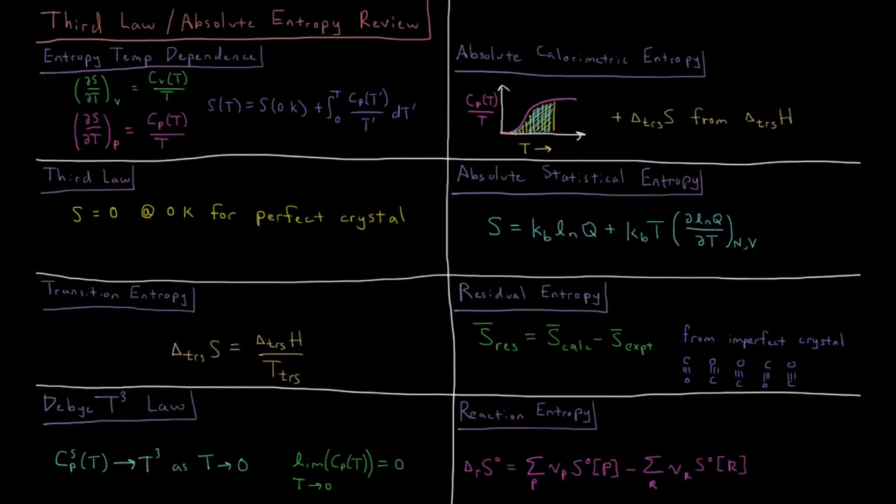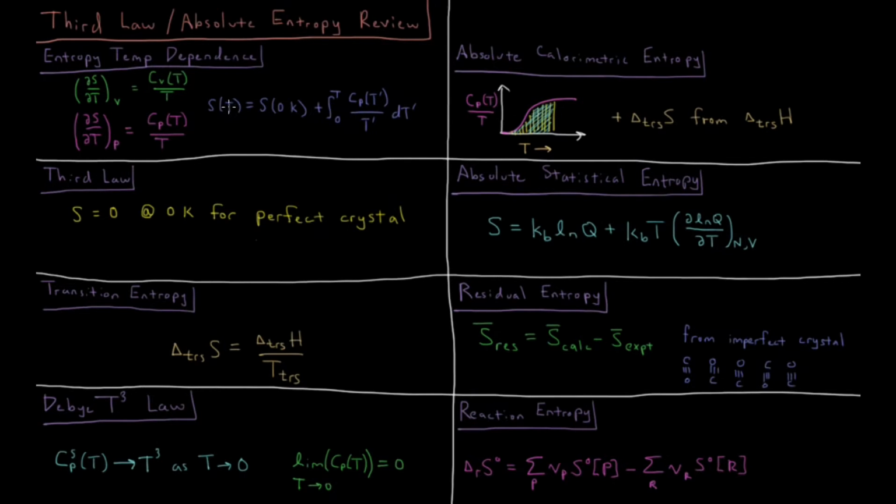This video is a review of the third law of thermodynamics and absolute entropy chapter in the chemical thermodynamics playlist. The temperature dependence of entropy is determined by its partial derivative with respect to temperature, and at constant volume, that is the constant volume heat capacity divided by temperature. At constant pressure, its dependence is the constant pressure heat capacity divided by temperature.